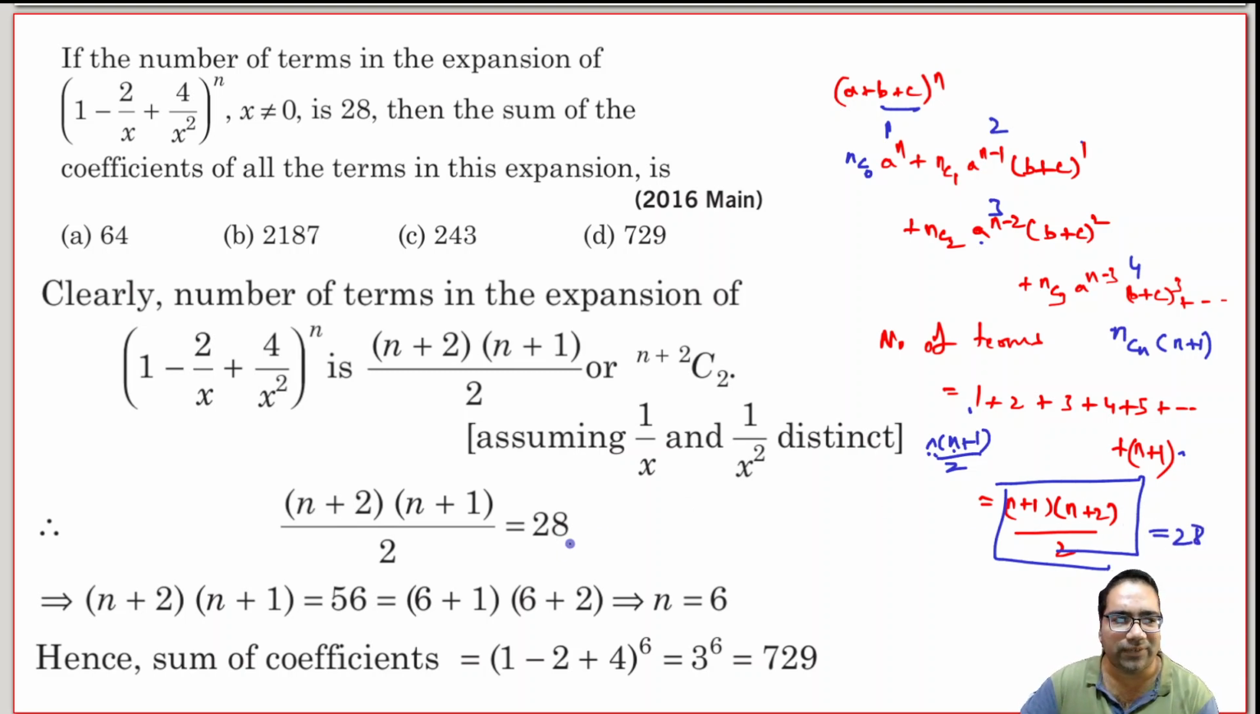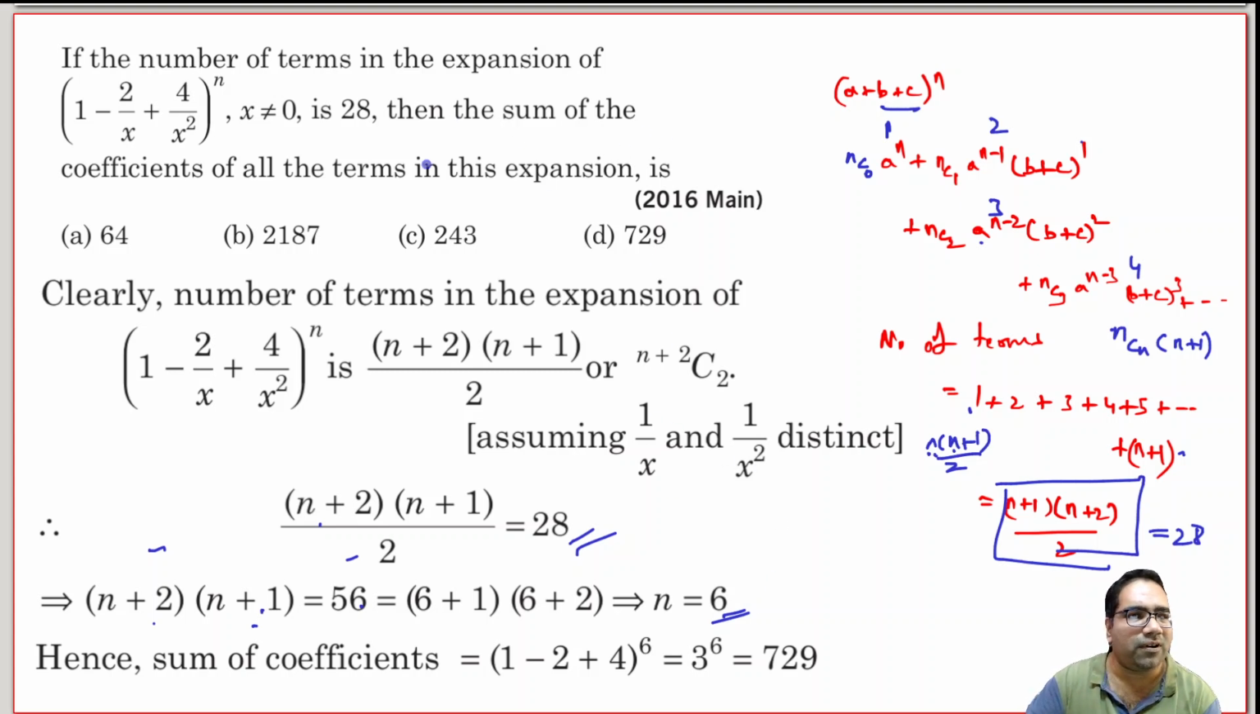Now this (n plus 1)(n plus 2) by 2 is equal to 28, as already given. If we expand this, (n plus 2)(n plus 1) is equal to 28 into 2, that is 56. 56 is 7 into 8, or 6 plus 1 into 6 plus 2. So n should be equal to 6. Fantastic, we found out what n is.